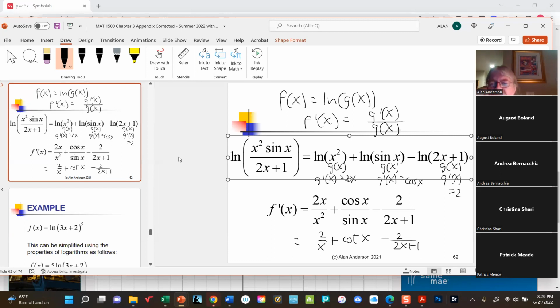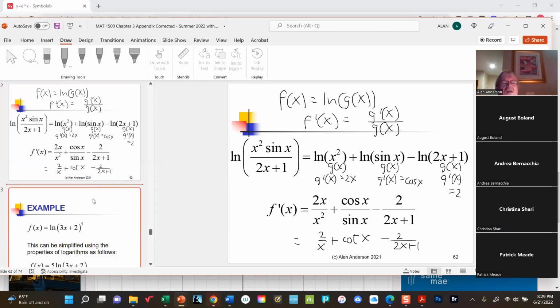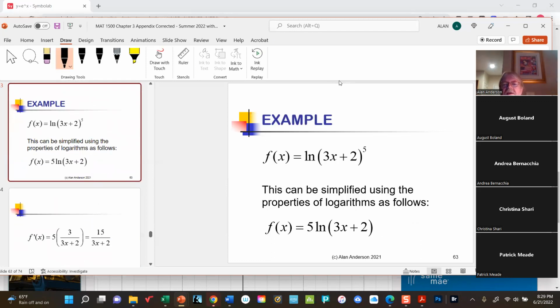Now, in the next case, we'll have another case where we can use the properties of logarithms to make our lives a lot easier. That's always nice. You might recall that if f of x is something like this, this is the same thing as n log x. And so we'll use that same idea here and simplify this as 5 log of 3x plus 2.